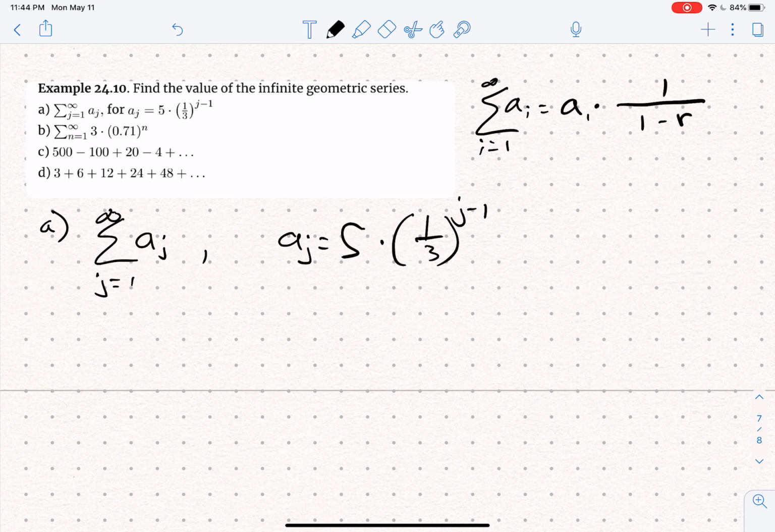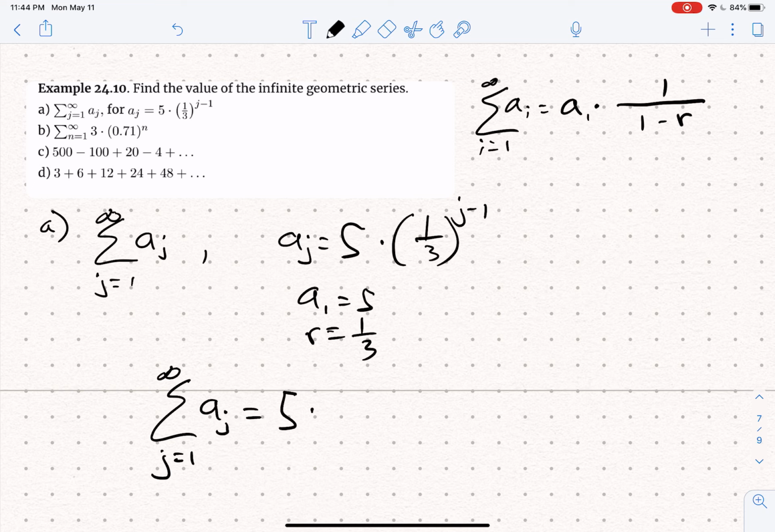So from this, I can tell that the first term, a1, is equal to 5, because in our formulas for geometric series, they always appear here. And our common ratio, r, is equal to 1/3. These are the key pieces of information. With those, we can easily calculate the sum, adding up all infinitely many terms. What is it equal to? Well, it's equal to a1, which is 5, times 1 over 1 minus 1/3.